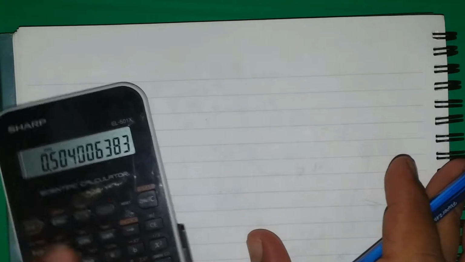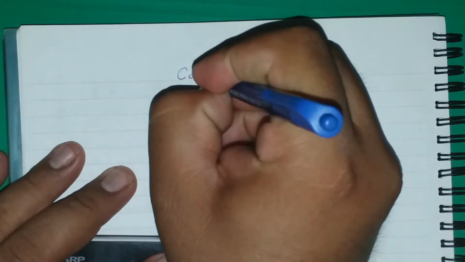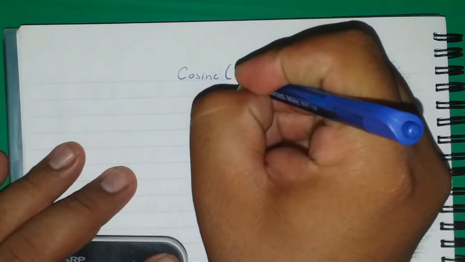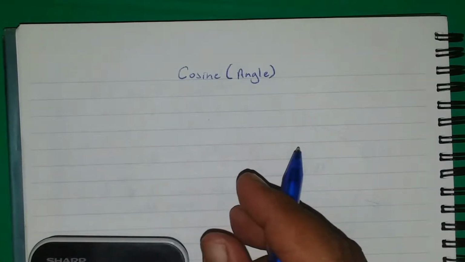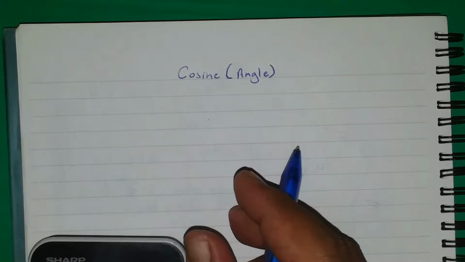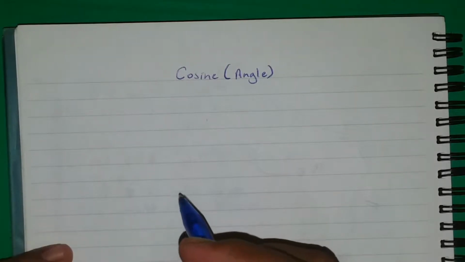Hello everyone, we're going to be working with cosine rule again, but in this case we're going to be solving for an angle. Cosine, and then we have angle. So previously you had been shown how to solve for a side. Now here we want to show you how to solve for an angle.